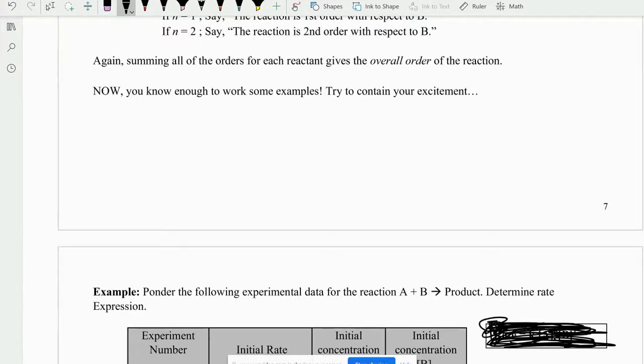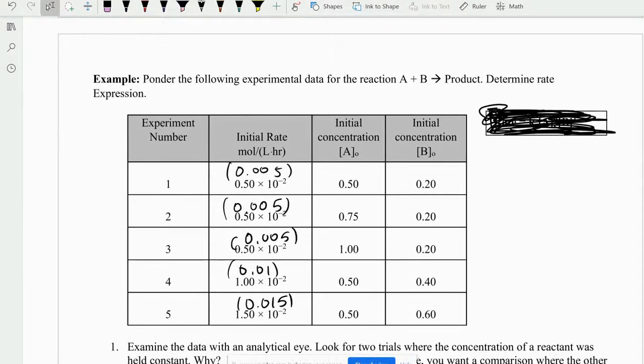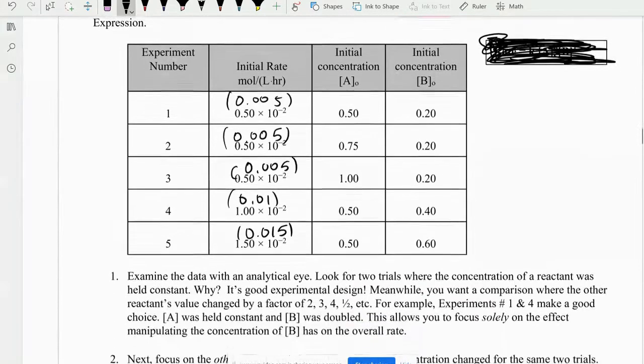I think we are ready to try an example. So page 8 is basically just a generic example. And the reason why I say that is because we're just going to use a generic reaction. A plus B yields our products. So in this particular reaction, we're going to write the differential rate law, or the rate expression for this particular generic reaction. Again, I keep saying this, but you are going to need a data set of rate data and concentration data. And so put me on pause and take a look.